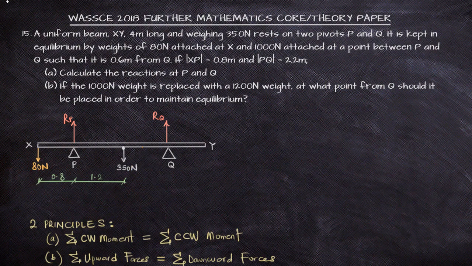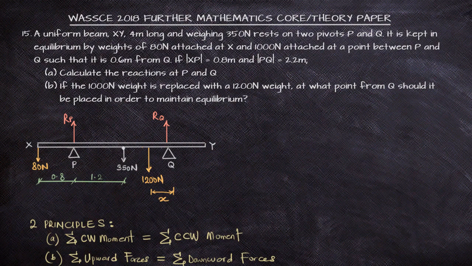Now, for us to solve question number B, in which the 1000 Newton weight is being replaced with a 1200 Newton weight, we have to find the distance from Q where that force will be placed. Now we have our 1200 Newton weight being included, and we are looking for the distance between this and Q, which you can tag as X, and then we have to find the value of X.